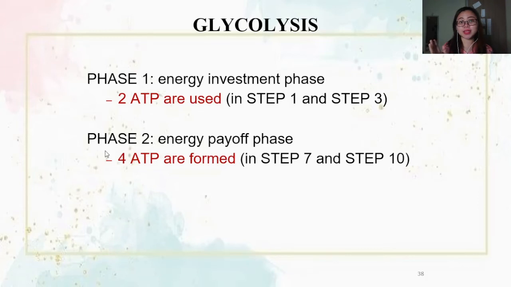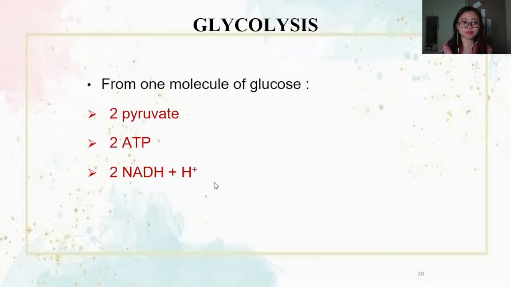Walaupun diagram tadi kita nampak ada 2 saja step di mana ada ATP, kamu harus ingat itu energy payoff phase melibatkan 2 molekul G3P. So what you saw in the previous slide will occur twice. That means step number 7, 2 ATP. Step number 10, 2 ATP. Total 4 ATP formed during energy payoff phase.